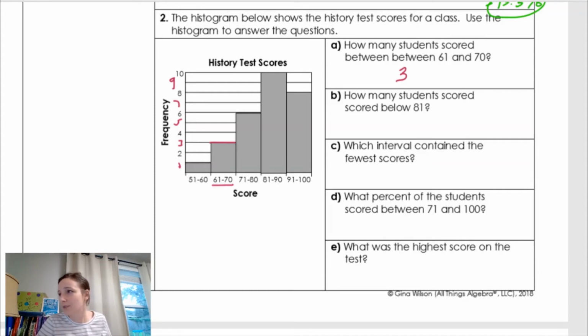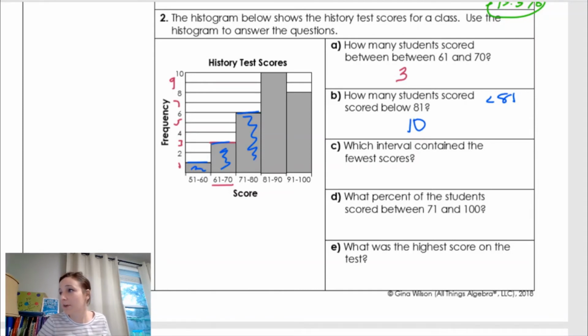How many students scored below an 81? Below an 81. So below means less than 81. So I'm interested in these 3 right here. Below an 81. So I have 1 value, plus 3 is 4, plus 6 is 10. So there are 10 students that scored below an 81%.